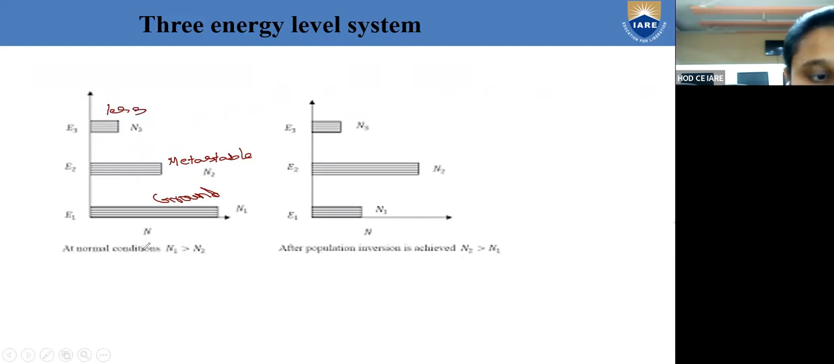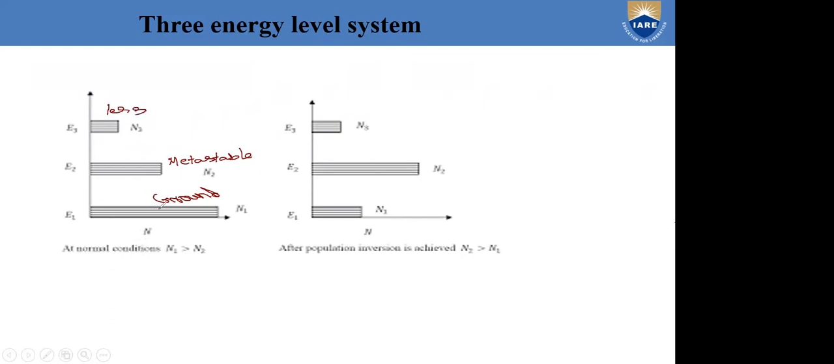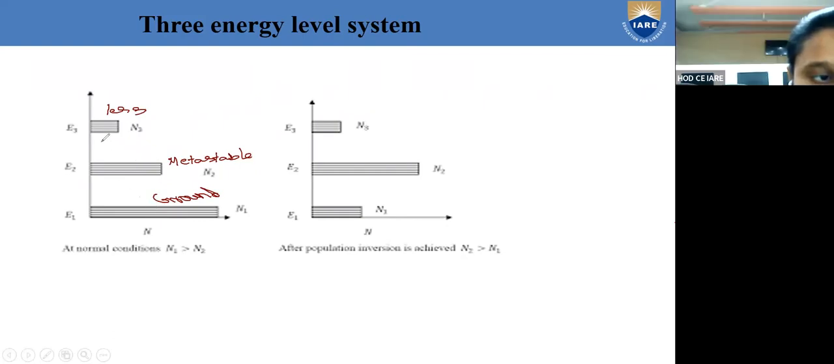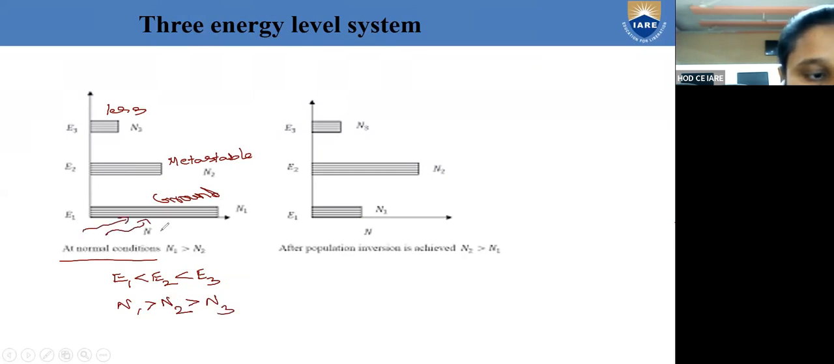Generally when we don't supply any energy, more atoms will be present in the ground state, and as the energy state increases, what happens to population? It keeps on decreasing. So under normal condition, when we take their energies as E1 less than E2 less than E3, population will be greater in the ground state, then in the first excited state, and then in the second excited state. But if I supply energy to all the atoms present in the ground state, they'll get excited to both E2 and E3. Some of them will go to E2, some of them will go to E3.